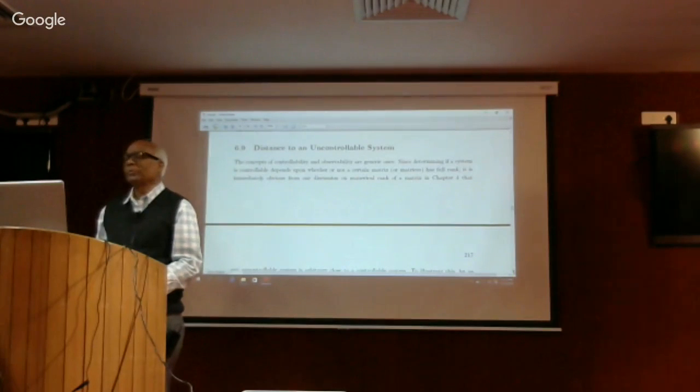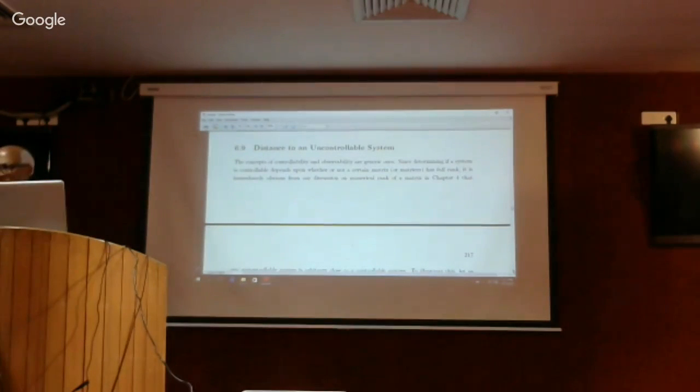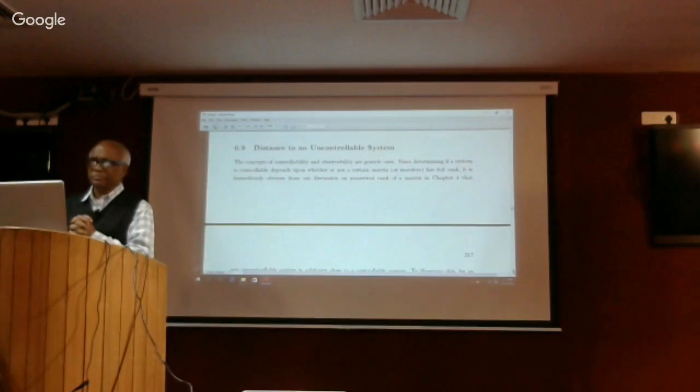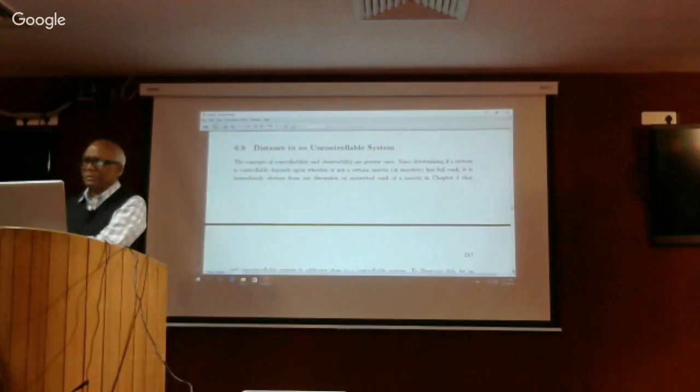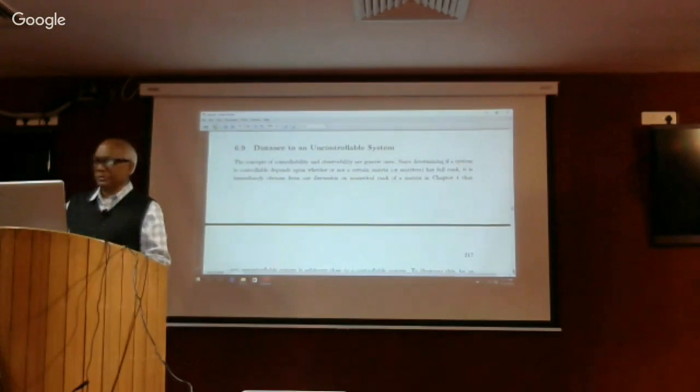It's like asking, instead of whether matrix A is non-singular, whether a non-singular matrix is close to a singular matrix. Instead of asking whether matrix A has full rank, it's more important to ask whether a full rank matrix is close to a rank deficient matrix. So we can talk about the distance to an uncontrollable system: how far a controllable system is from an uncontrollable system.